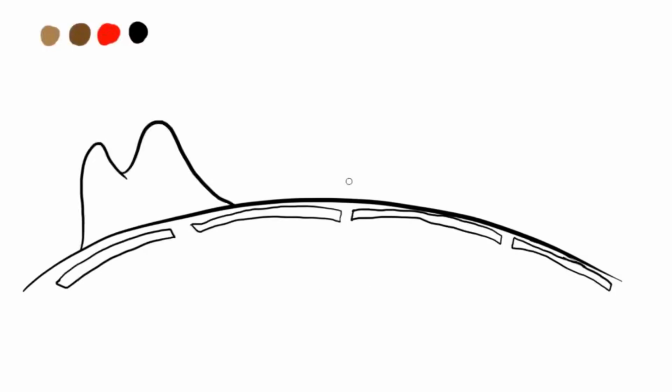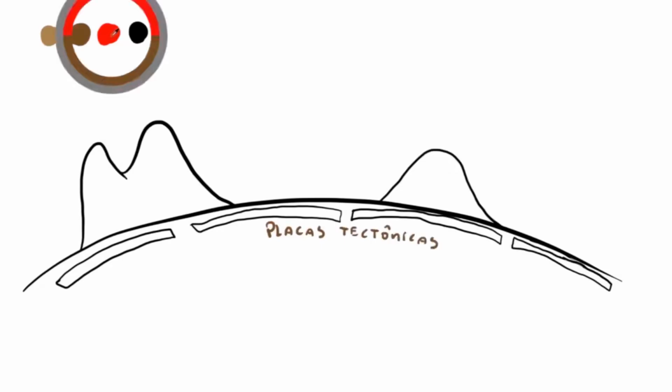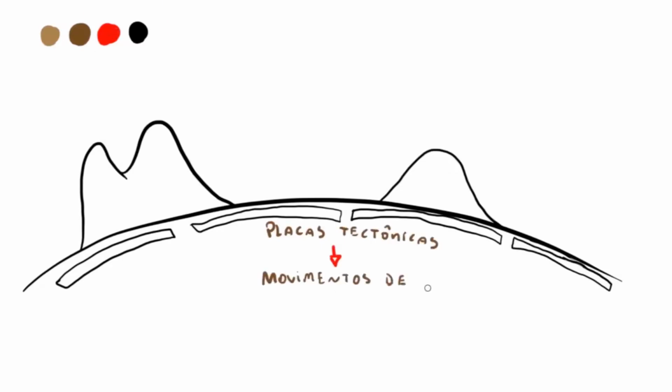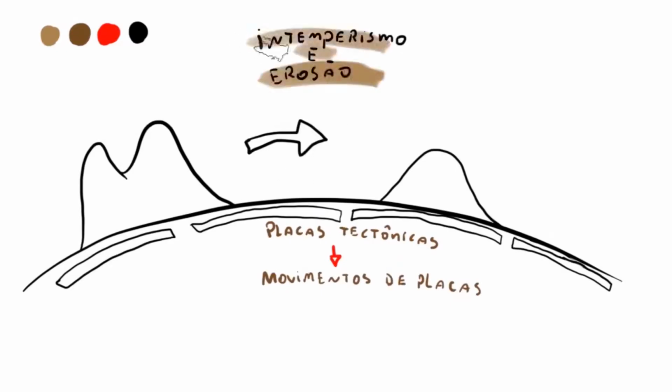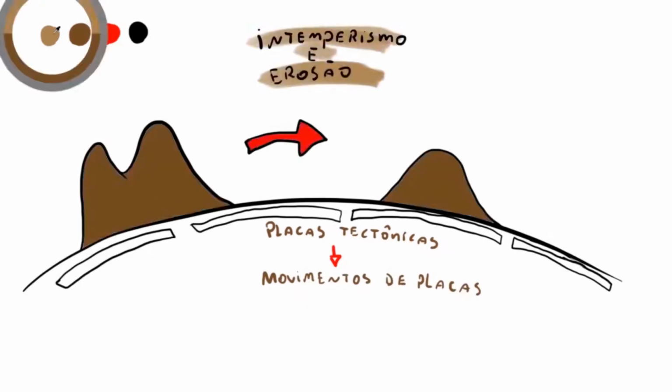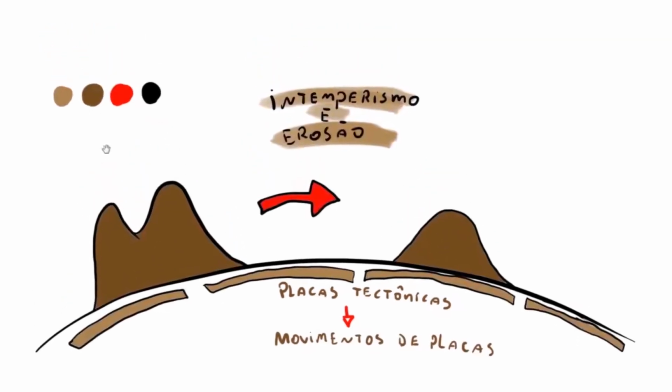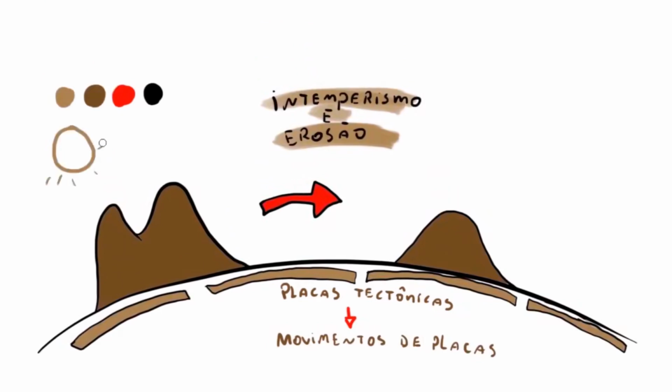Another very important thing you need to know is that the different landforms found in nature are shaped and modeled over geological time by internal and external agents. The internal ones are the movements of tectonic plates, which are mainly responsible for the major rock formations, such as mountains, mountain ranges, volcanoes, among others. On the other hand, external agents are mainly responsible for shaping and sculpting landforms over geological time. This happens mainly through the processes of weathering and erosion.